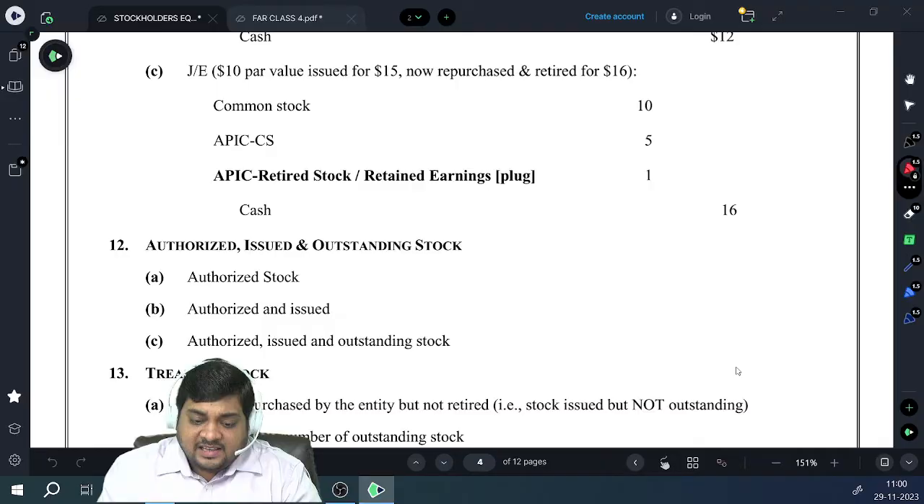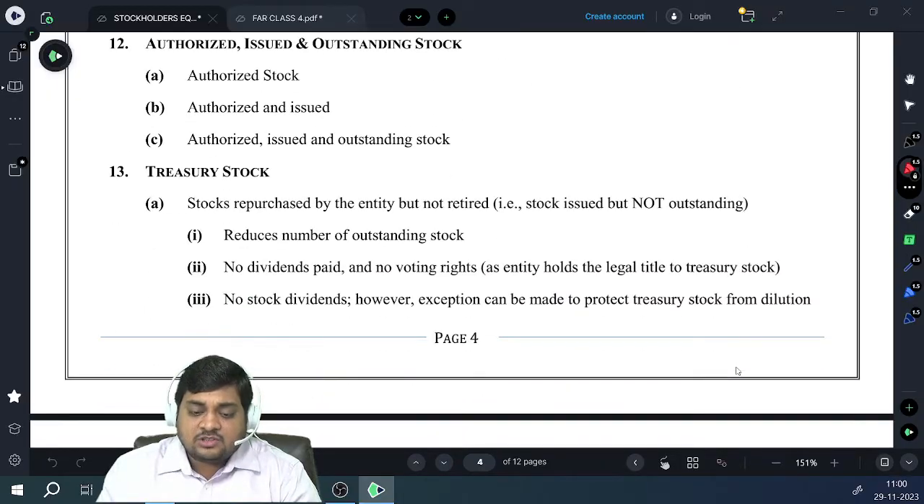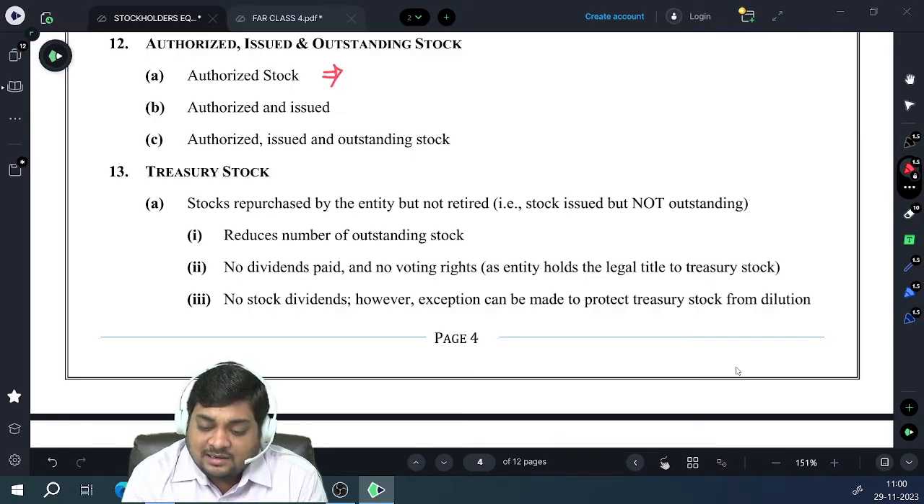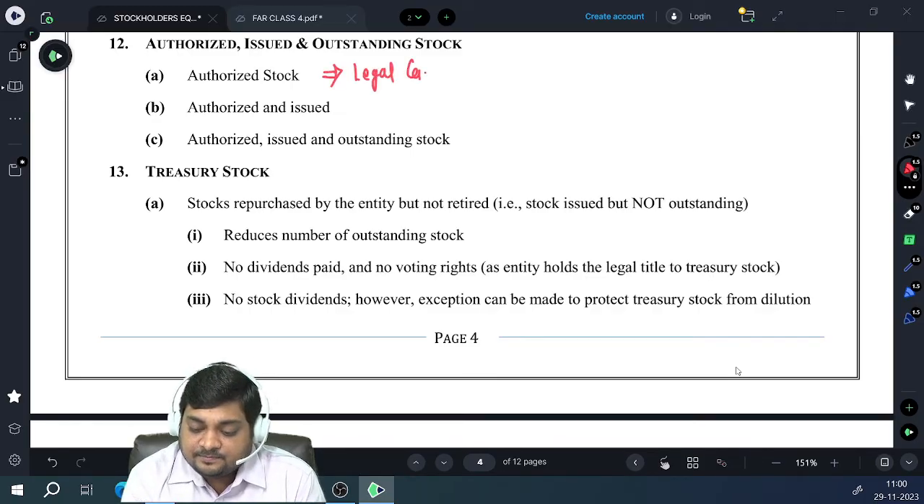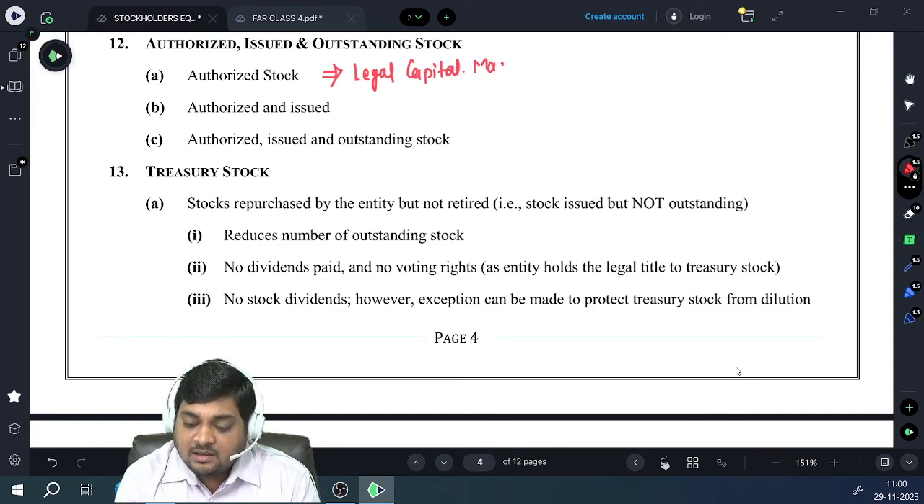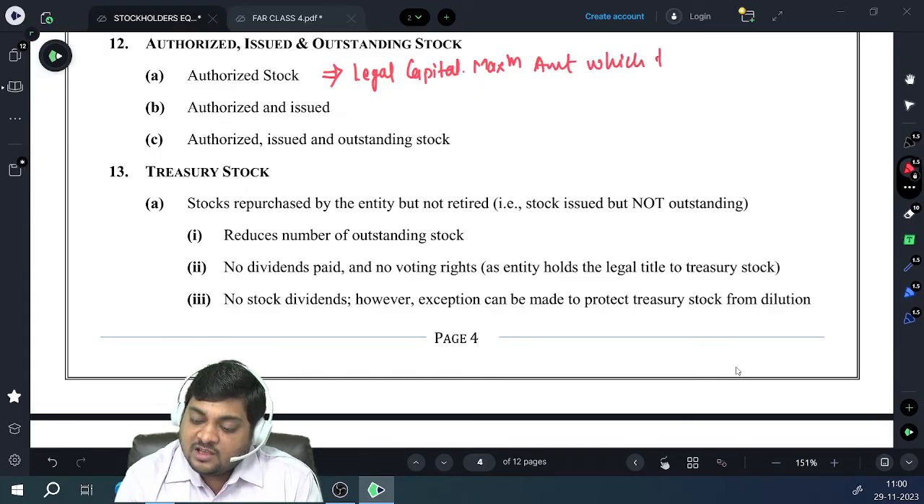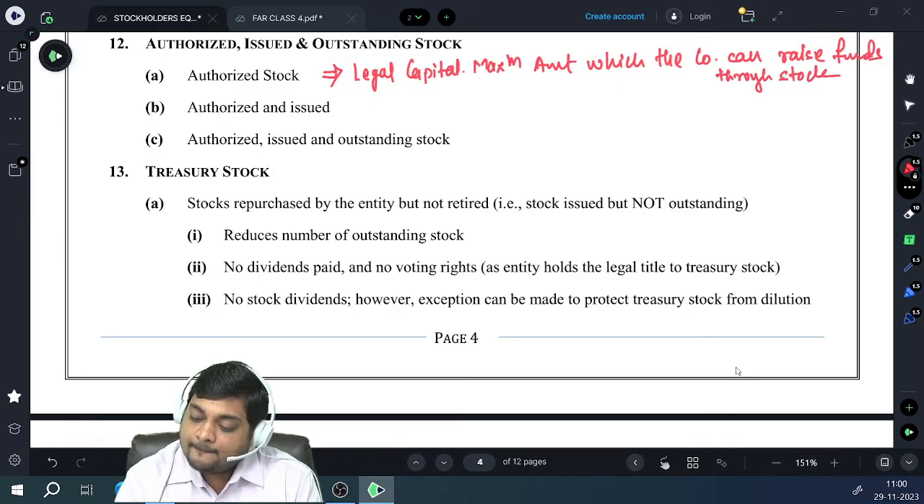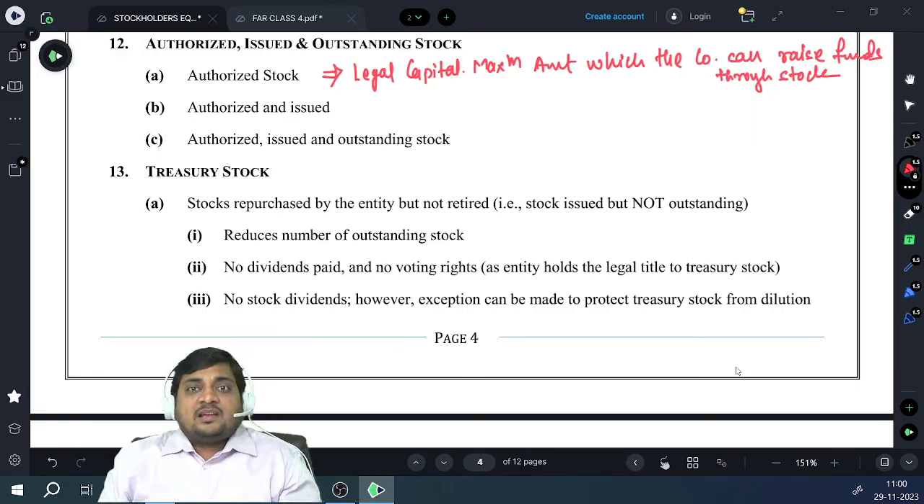Okay. Next, our topic of discussion is authorized, issued and outstanding stock. Now, what is this authorized stock? This is the legal capital, we can say, and in my opinion, this is the maximum amount which the company can raise funds through stock, right?